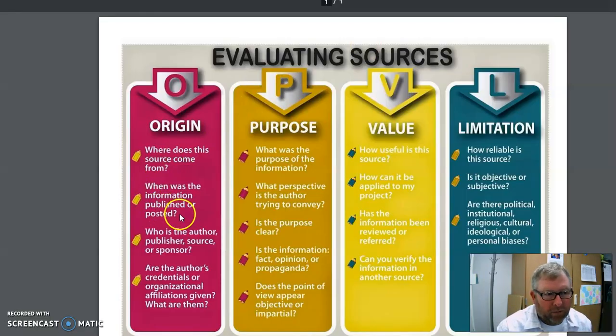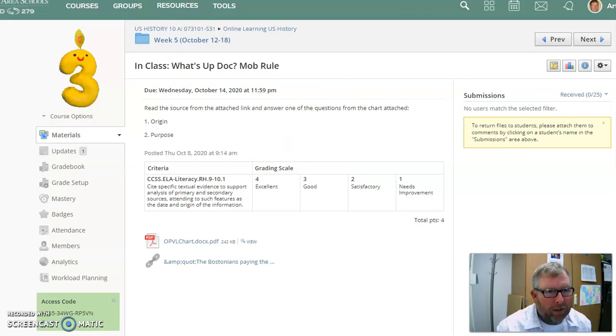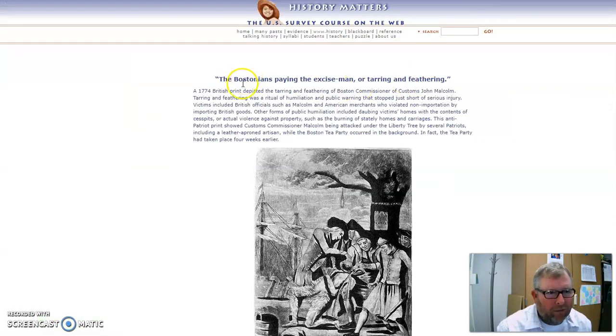When was the information published? Well, that question kind of goes, 1774 was in there. Who's the author, publisher, source, or sponsor? Again, it's the British, the pro-Loyalist. As far as where it's published, we can't say for certain. We would probably just have to make an assumption that it was in some sort of newspaper print.